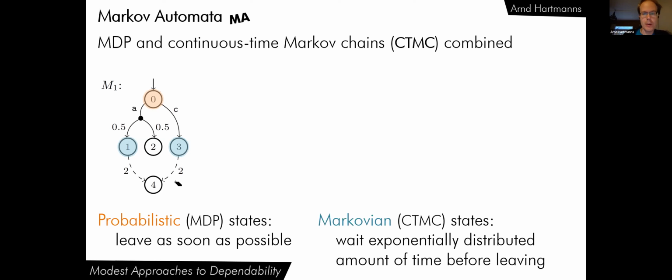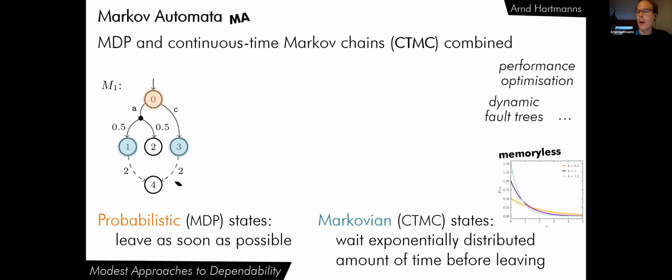And the nice thing about Markov automata is that they are widely used for various things. You can do performance optimization. Where CTMCs are classic in performance evaluation, with Markov automata you can optimize the performance of things. I'm also mentioning, since the second talk is on fault trees, if you go from static fault trees to dynamic fault trees, where you have spares and repairs and these kinds of things that evolve over time, then Markov automata are the standard semantics of a dynamic fault tree.